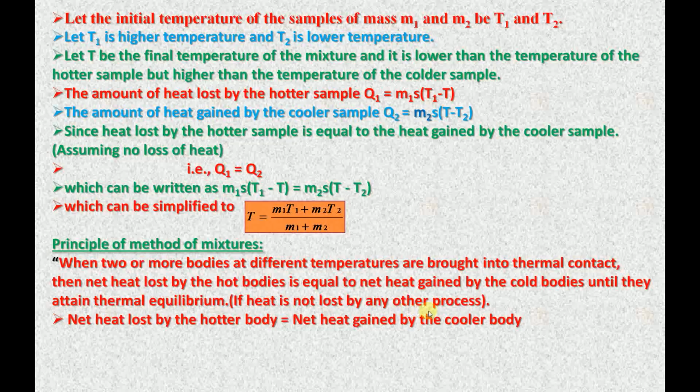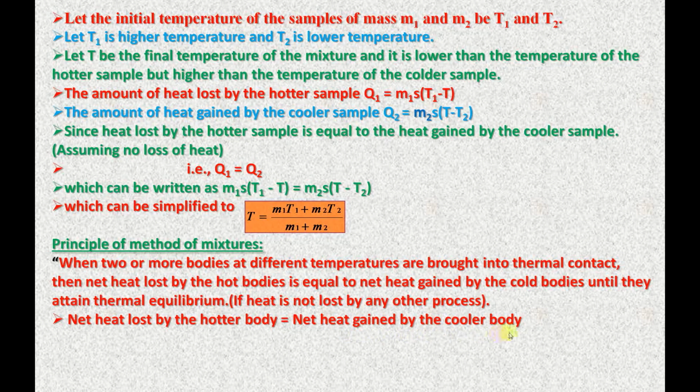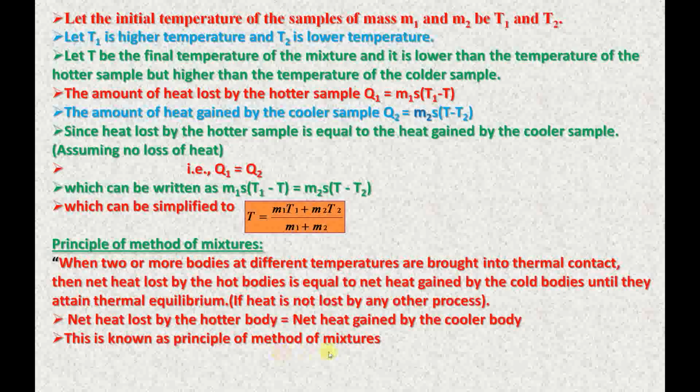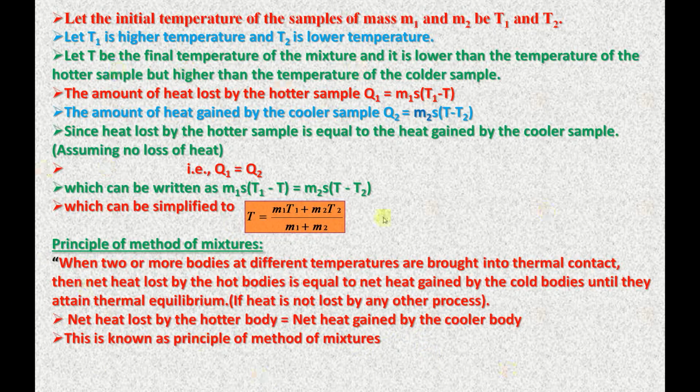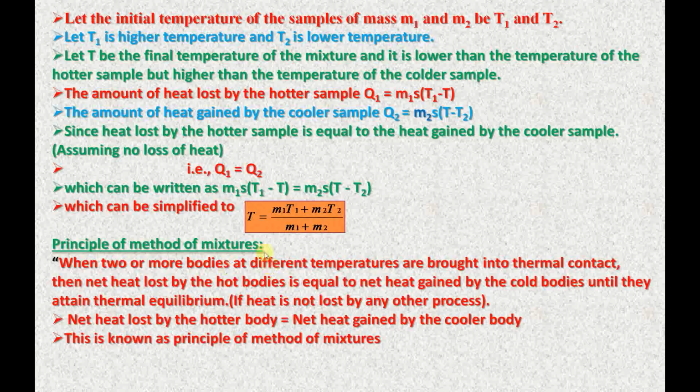From this principle we can write: net heat lost by the hotter body equals net heat gained by the cooler body. This is known as the principle of method of mixtures. Okay, students, in this class we explained the derivation of the method of mixtures and the definition of the principle of method of mixtures. Are you clear? This is very important, so we should understand it.